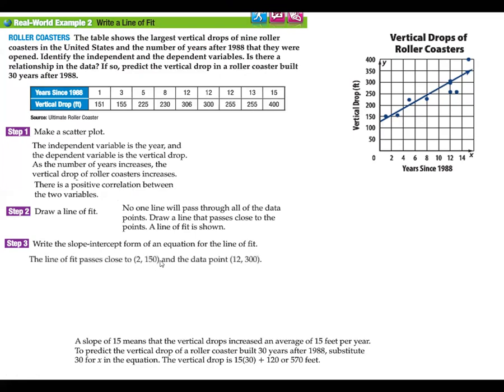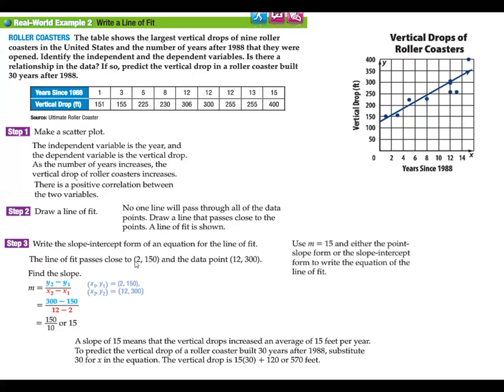Now the line passes close to the point (2, 150). Now remember, we're just estimating. It's pretty close. I know it doesn't go exactly on there, but that's okay. And also (12, 300) is pretty close right there. So we'll use those 2 points, calculate the slope. So y2 minus y1 over x2 minus x1. When you get that, you get 150 over 10, or 15. Then we can use that with either point from the 2 points to write it in point-slope form or slope-intercept form.